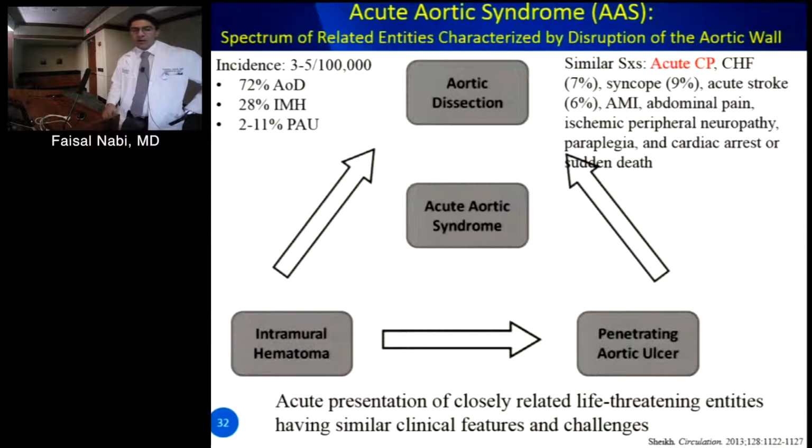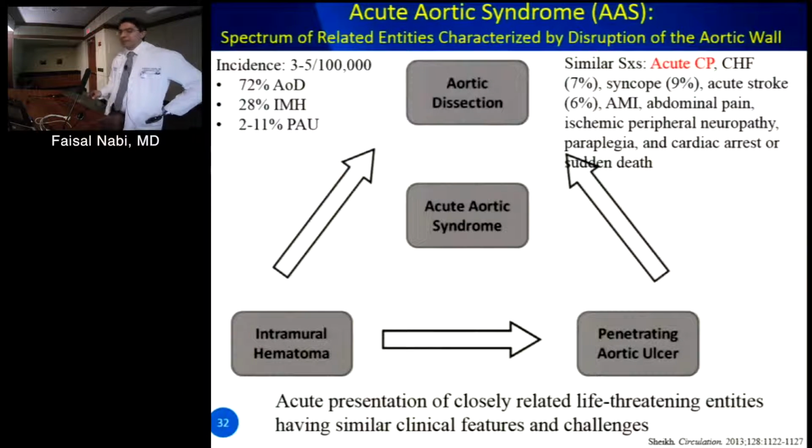Most commonly their incidence is about 3 to 5 out of 100,000 patients. Most common are aortic dissections at 72%. IMH follows at the next third, and to a smaller degree are the penetrating aortic ulcers.